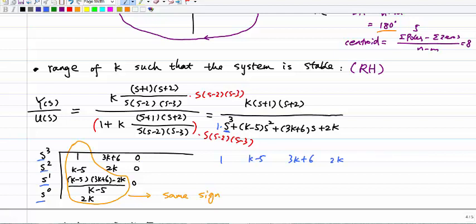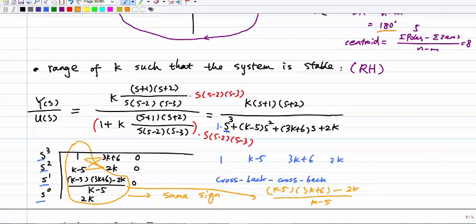I use the same rule I mentioned before, cross, back, cross back, to compute the last two rows. To give an example for this entry, which is a complicated one, you find the one right above it, k minus 5. Cross means cross, so it's 3k plus 6, so this product, back is a minus, 1 cross 2k, which is 2k, and then divide by k minus 5. This is what we have over here. For this one, do the same thing, cross back, this gives 0. Again cross back, we get 2k. So I compute the complete Routh array over here.